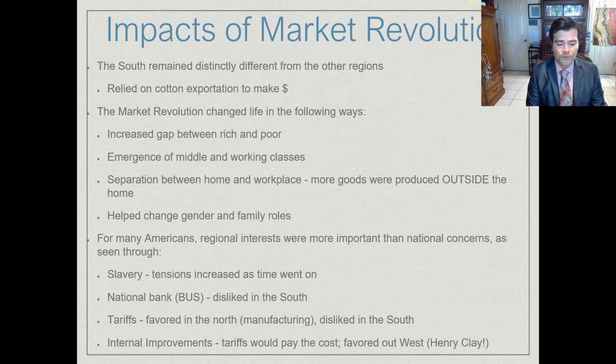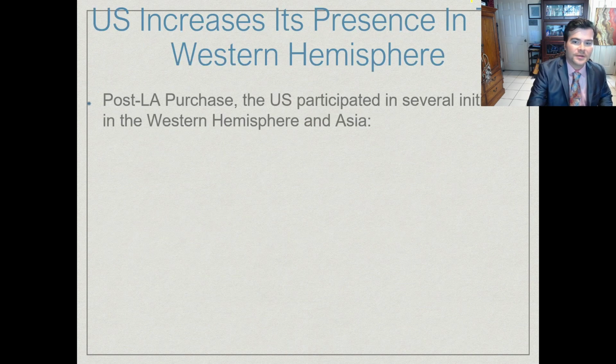Okay, internal improvements, right? That's another thing. Pay for railroads, pay for canals, pay for roads. Go out to the West. The West loved internal improvements because it's going to help make it cheaper and easier to get to the West. So Henry Clay came up with that idea.